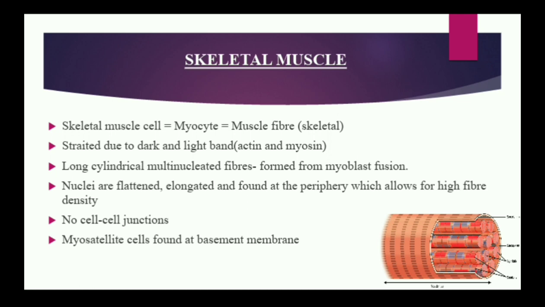Long cylindrical multinucleated fibers formed from myoblast fusion. Nuclei are flattened, elongated, and found at the periphery, which allows for high fiber density. No cell to cell junctions are present. Myosatellite cells found at basement membrane.